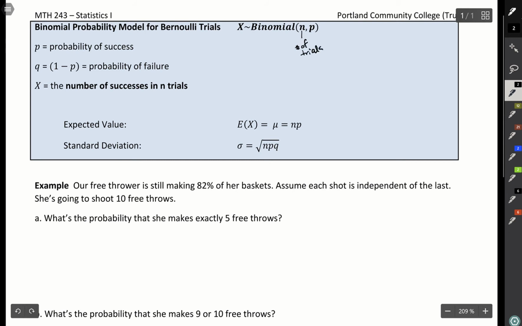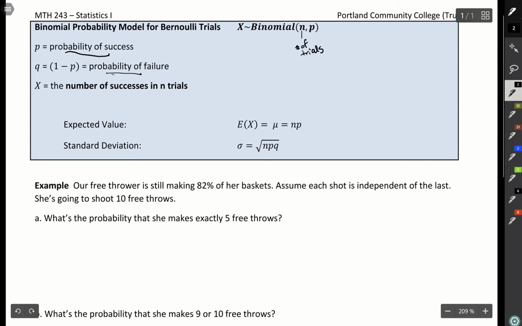And along with that, we also need to know p, which is our probability of success. With those two properties, we can understand how the distribution of probabilities behave based on how many trials we have and what our probability of success is. Our other notation is q, which is just 1 minus p. That's our probability of failure. X we use to represent the number of successes in n trials.